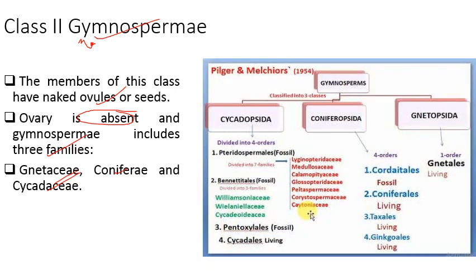If we classify, there are two scientists, that is Pilger and Melchior, जिन्होंने ये क्लासिफिकेशन दी है जिम्नोस्पर्म को 3 क्लासेस में डिवाइड किया, that is Cycadopsida, Coniferopsida, and Gnetopsida. This is the most advanced group of gymnosperms, and it is further divided into different groups.